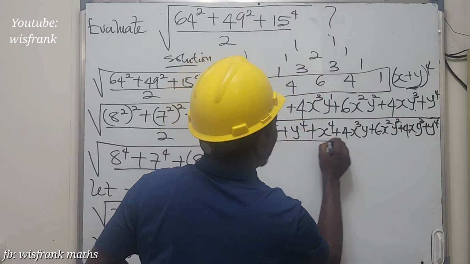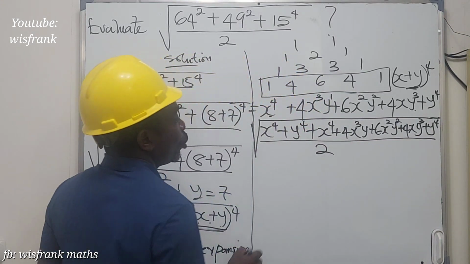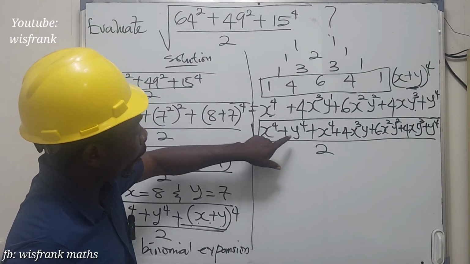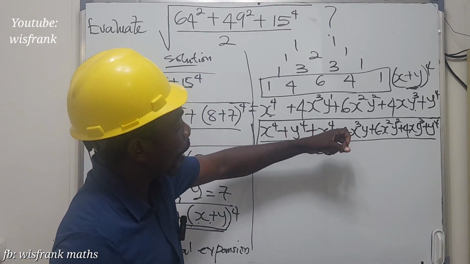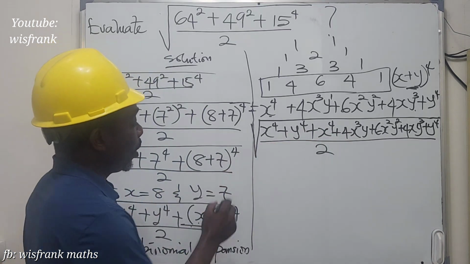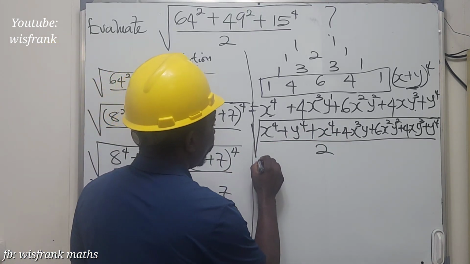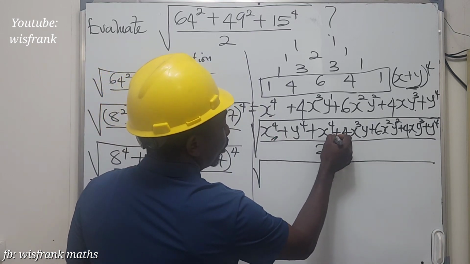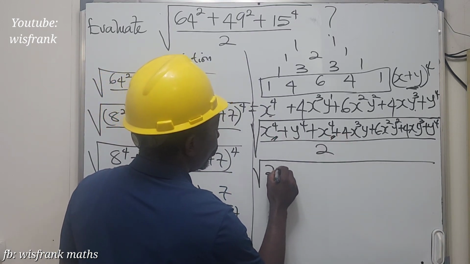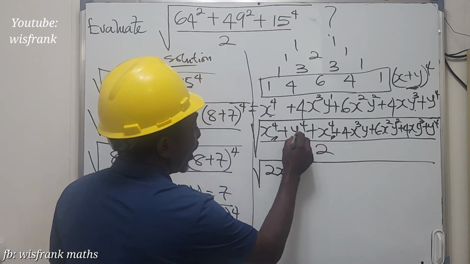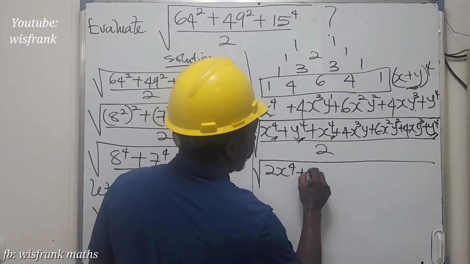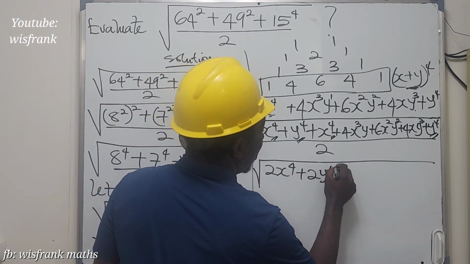So that is what we have, divide by 2. In this case, we all have x to the power of 4 here. So we are going to collect like terms and add up all those values. So we have square root of x to the power of 4 plus x to the power of 4, we have 2x to the power of 4. So we have y to the power of 4 plus y to the power of 4, we have plus 2y to the power of 4.